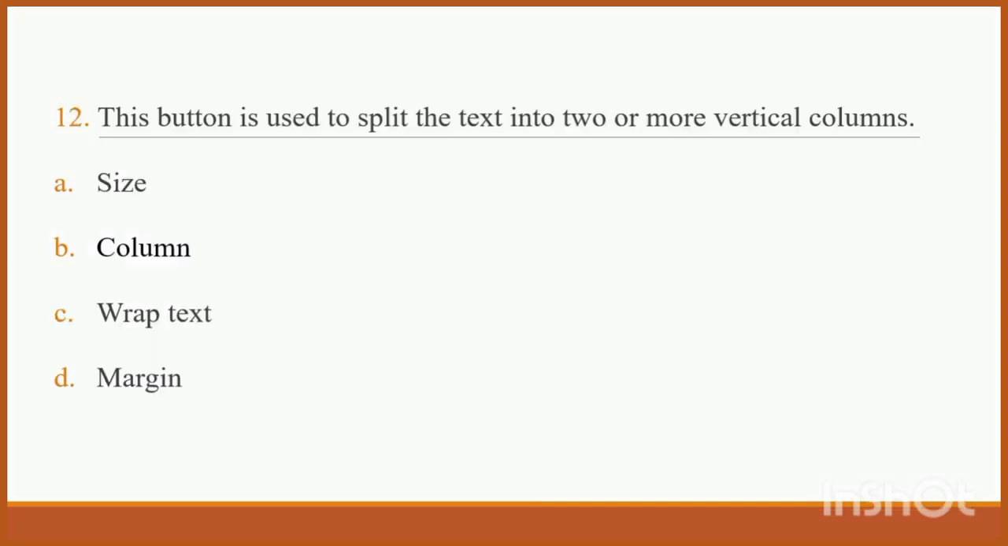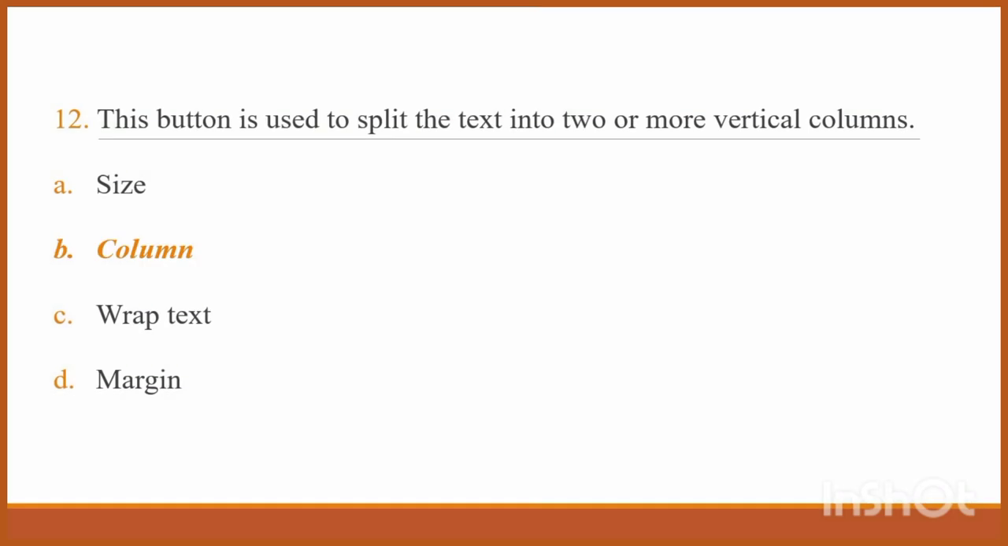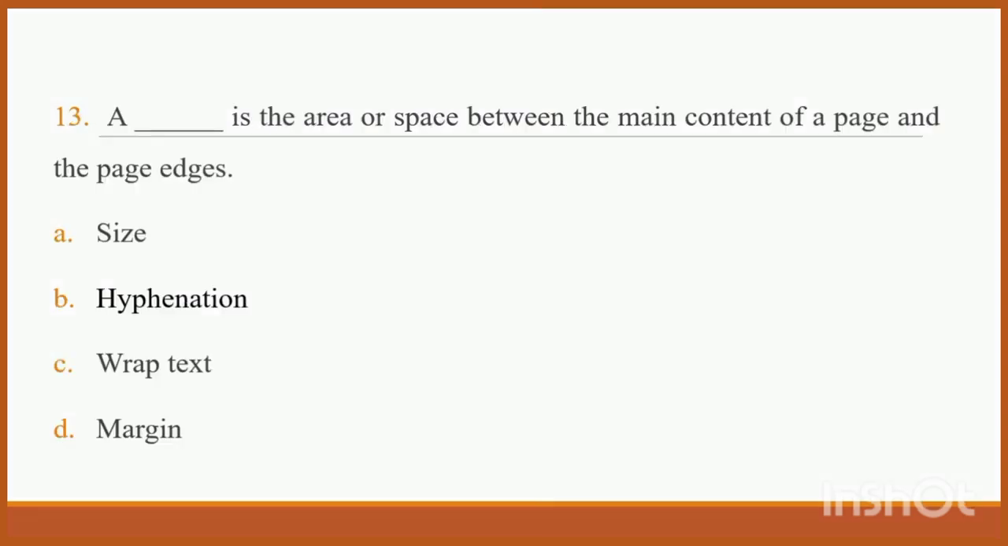Question 12. This button is used to split the text into two or more vertical columns: option A, size; option B, column; option C, wrap text; option D, margin. This button is used to split the text into two or more vertical columns. Right answer B, column.